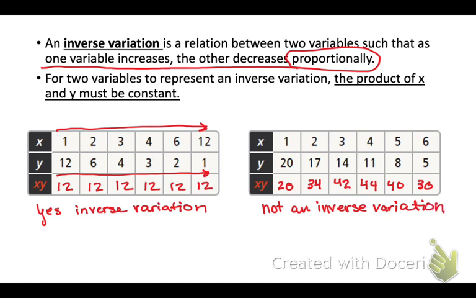Now, one variable is increasing, the other is decreasing. So it fit that, correct? But did it have a constant product? No. Make sense to everyone? Okay, questions? Can I go on?